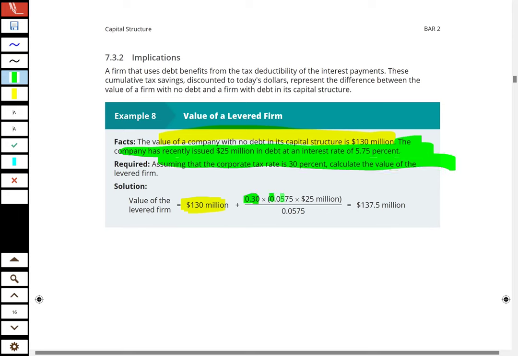So they go ahead, figure out the after tax portion of the tax rate, okay? And then the interest on that, and they give you the value of the leveraged firm when you do that math.